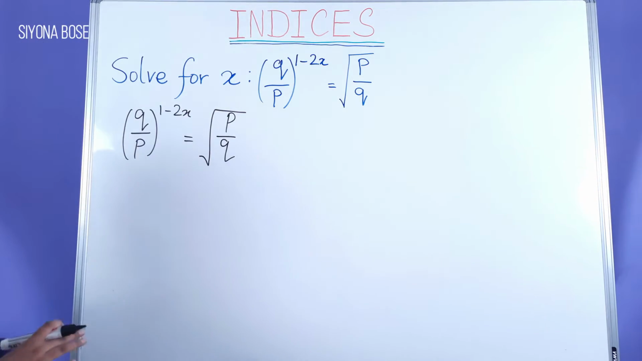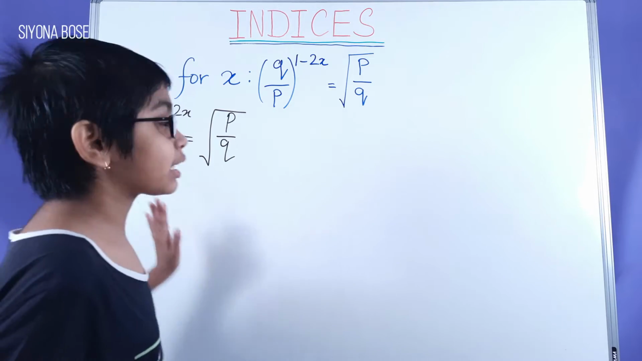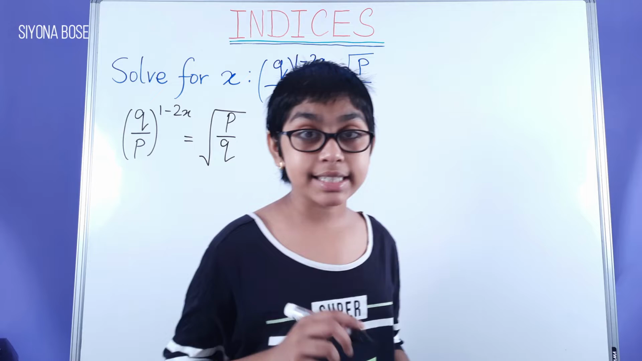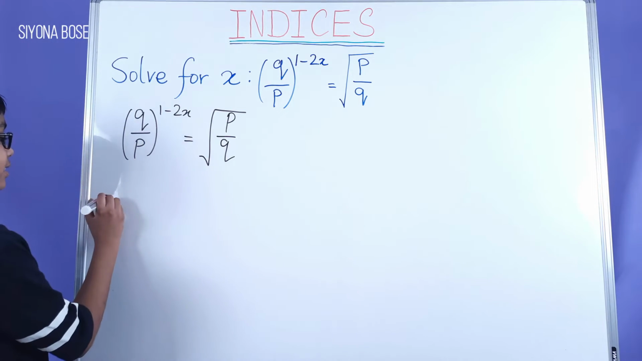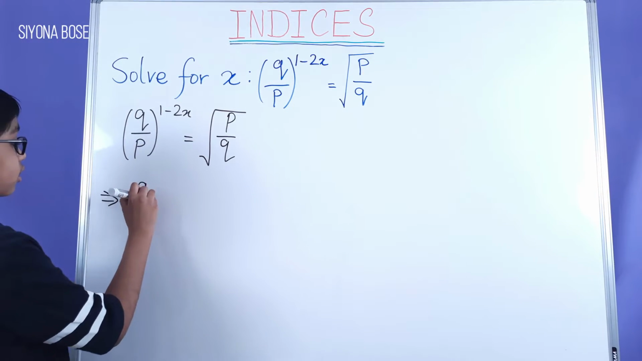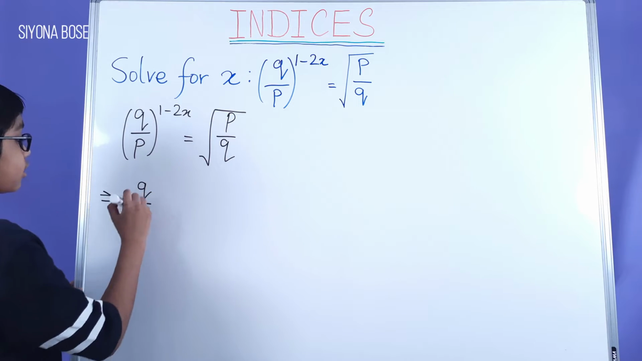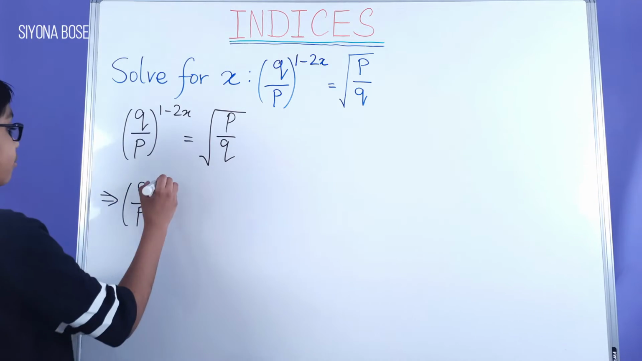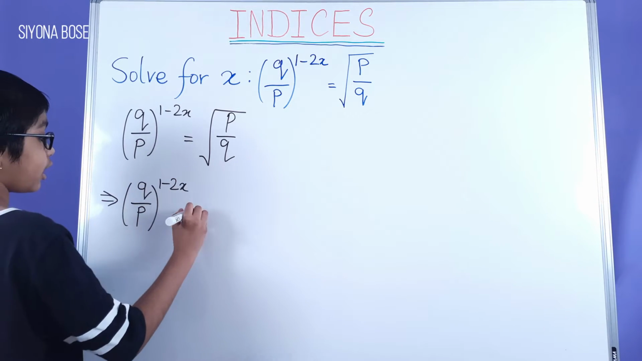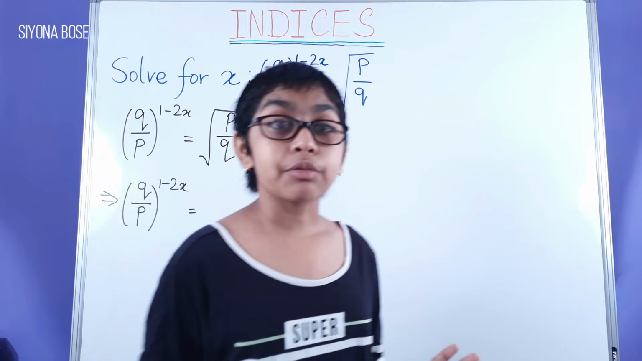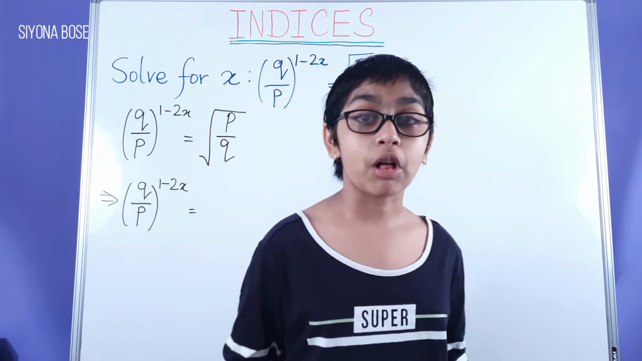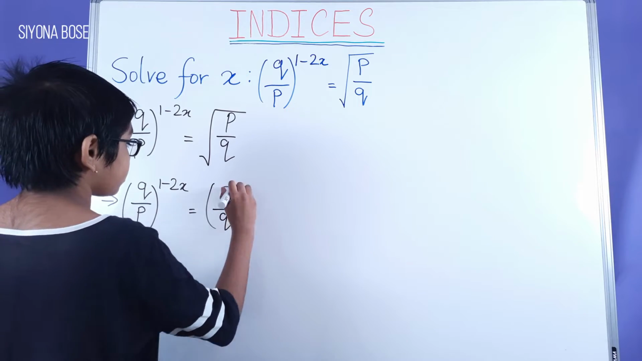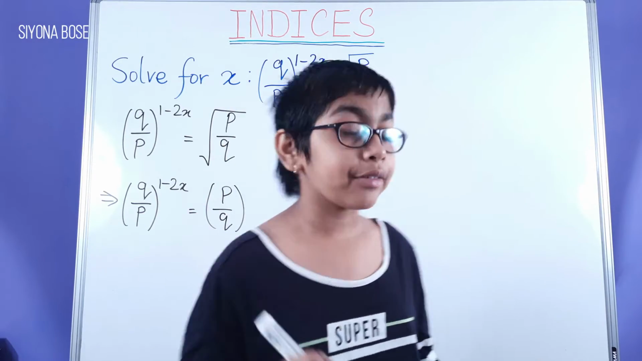Now firstly, we have to think about this one because we can leave that aside for now and take a look over here. We can write this as: (q/p)^(1-2x) = √(p/q), which is actually (p/q)^(1/2).